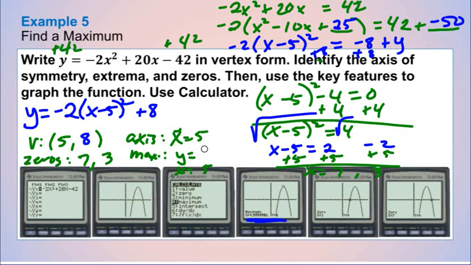So the maximum, your y would be 8. So just keep that in mind when you're writing in vertex form. You do need to keep in consideration your a, that dilation. But for completing the square, you don't have to worry about that part. You just have to divide everything by the leading coefficient and do it as normal.